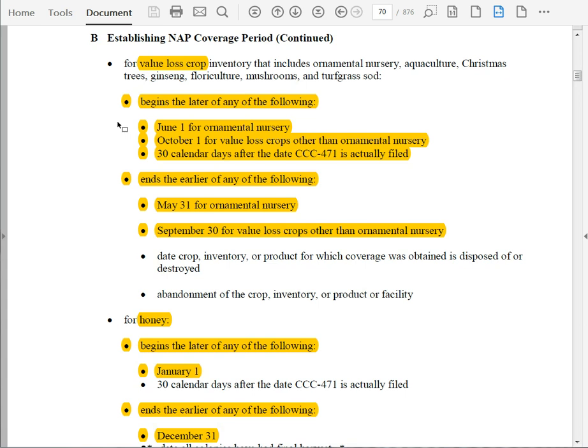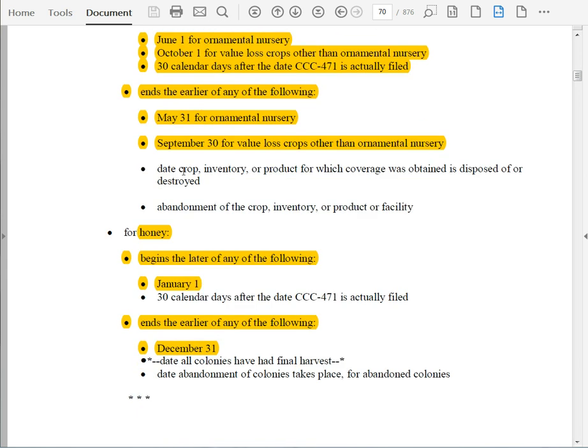These crops have different coverage periods. They begin the later of the following: June 1st for ornamental nursery, October 1st for value loss crops other than ornamental nursery, or 30 days after the date the 471 is actually filed. Coverage for value loss crops ends the earlier of the following: May 31st for ornamental nursery, or September 30th for value loss crops other than ornamental nursery. And again, the date the crop, inventory, or product for which coverage was obtained is disposed of or destroyed, or the date the crop is abandoned.